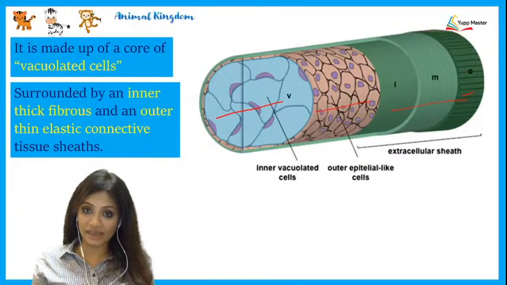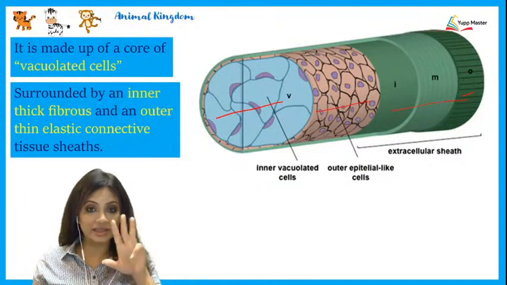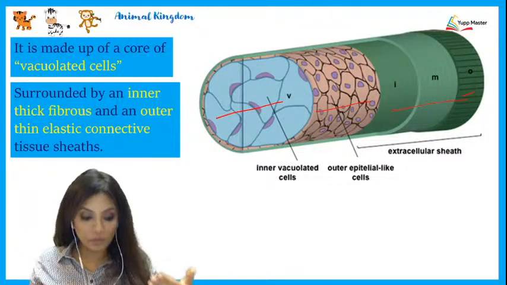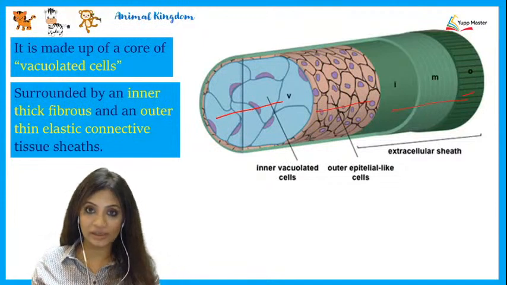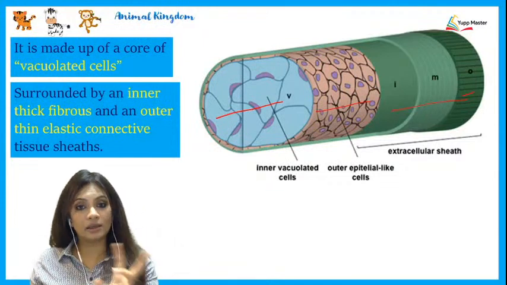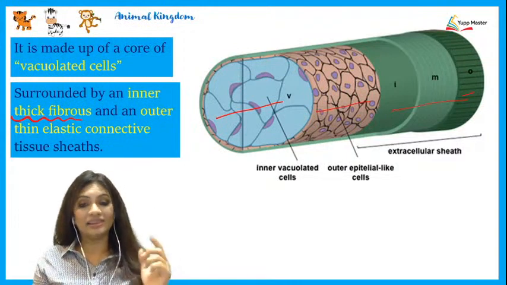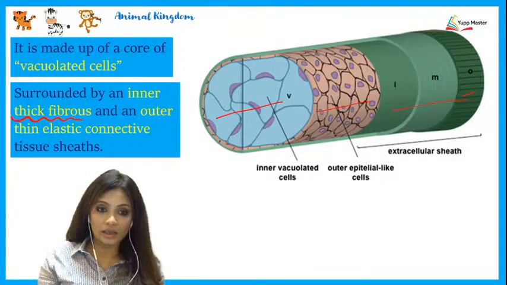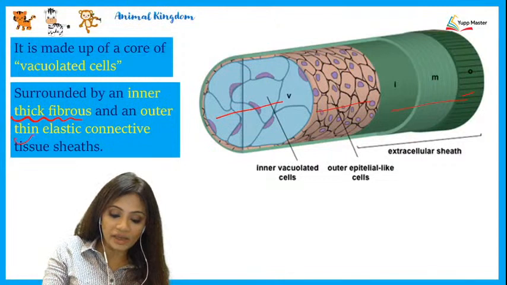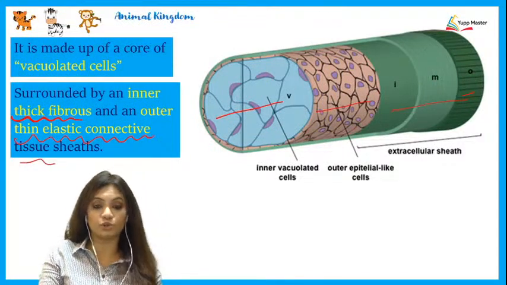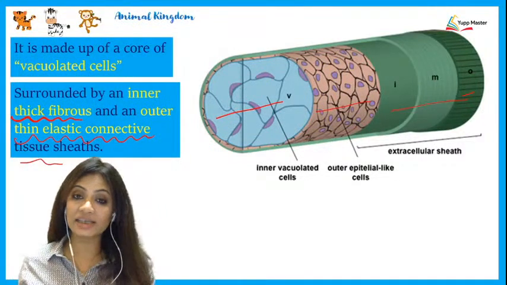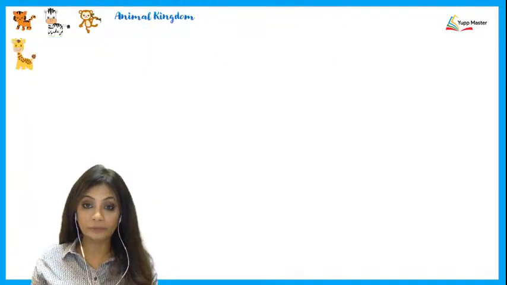So basically we can say that the notochord has three layers. The innermost layer is made up of vacuolated cells, then the middle layer is a thick fibrous layer, and then the outermost layer is made up of thin elastic connective tissue sheets. All right, so these are the different layers of the notochord.